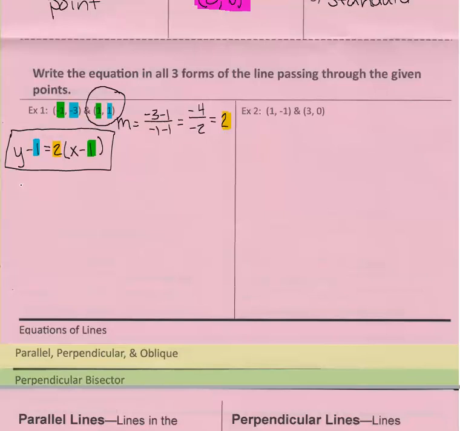Now from here, we will put it in slope intercept form. So the very first thing that we have to do is distribute our slope. So we're going to distribute our 2.